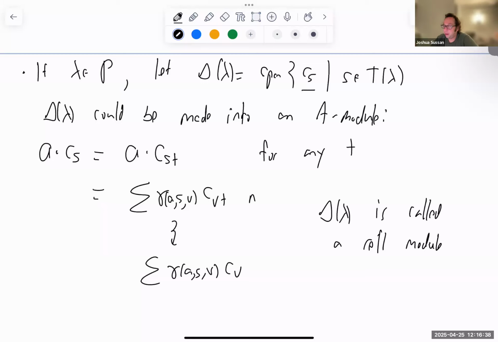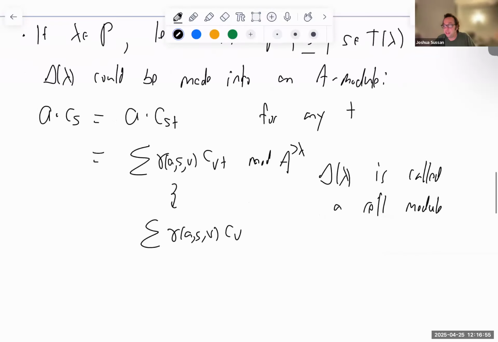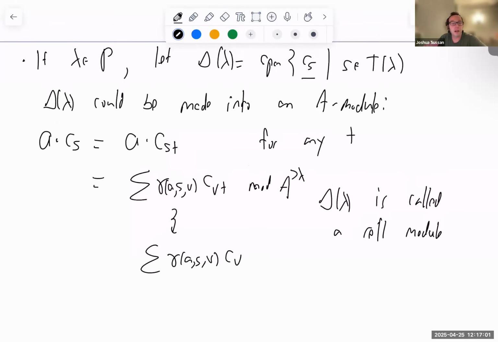Oh, and I should say mod A greater than lambda. There are some other terms, but you can think of these as garbage terms for the cell module, and you quotient out by them. Okay, so these are cell modules, which play a crucial role in the structure theory of cellular algebras.